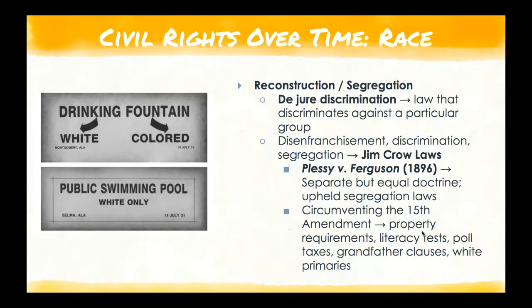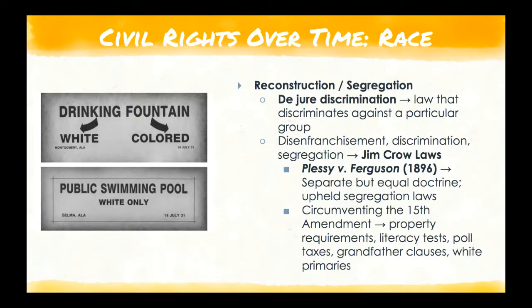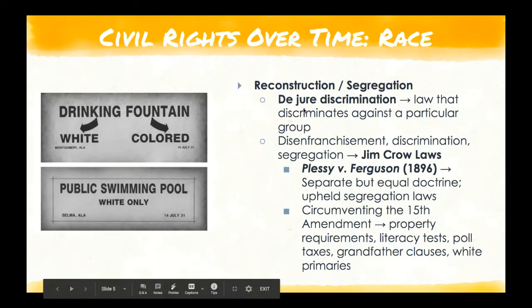So like your grandfather clauses, for example, right? If your grandfather could register to vote, you didn't have to take the literacy test. Well, the problem was at the time of these grandfather clauses being put into place by local governments, the grandfathers of freed slaves had been slaves, so therefore they could not register to vote. So this is an example of that de jure, by law, discriminatory practices.